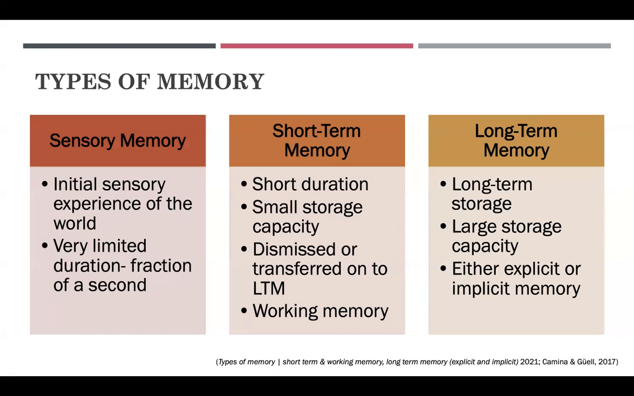Our third and last type of memory is our long-term memory. For this memory, the storage is long-term, meaning the memory can be in the brain for years, all the way through our life. The brain has a larger storage capacity for these memories, and the memories can be either explicit or implicit, which I will talk about more in the next slide.